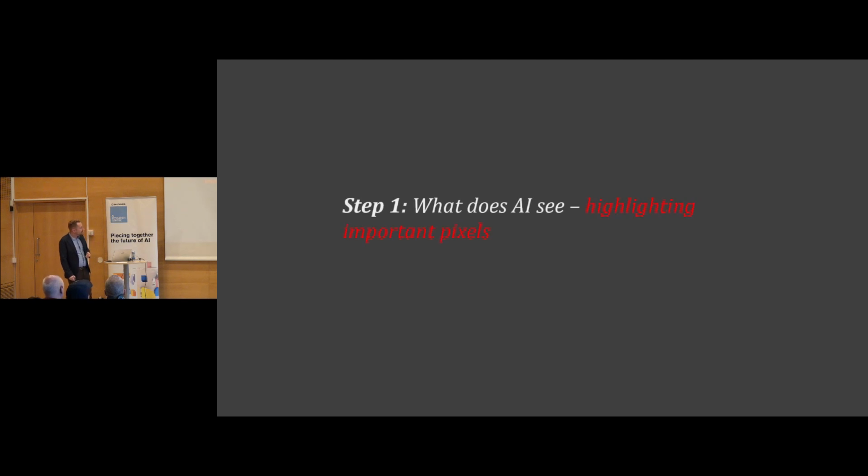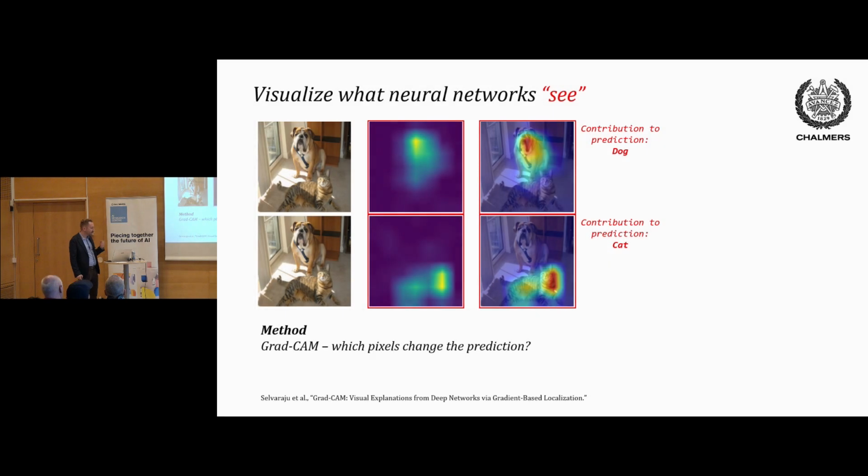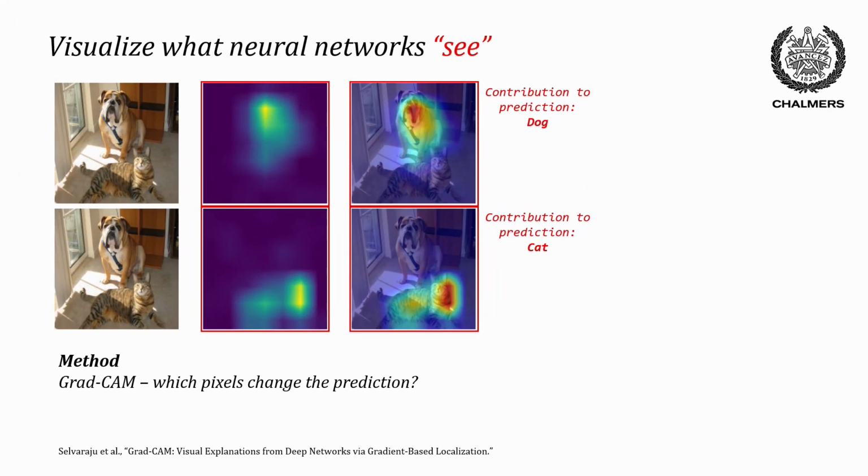So for step 1, we'll try to highlight the parts of an image that are being used by the AI. And for this, there are actually quite established methods. One of them is called GradCam. This is quite technical, but nonetheless, it works by basically inspecting what pixels in an image would change the prediction if I altered them. So for example, in the top row, we're trying to classify if there's a dog in that picture. If I change the pixels where there is a dog, that would clearly probably change the outcome.